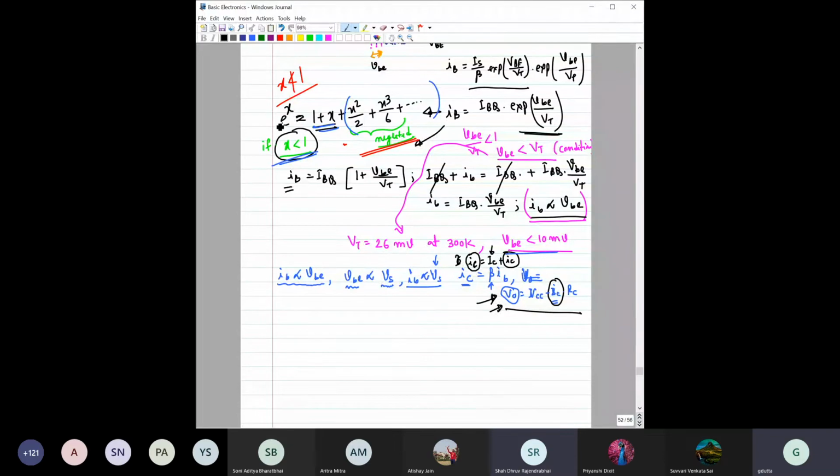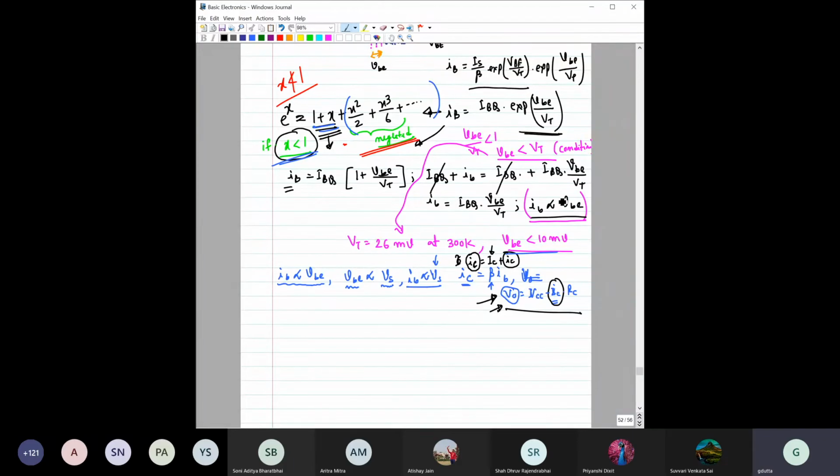Okay. So let us now say what would have happened if we had not neglected this part, or even if we are taking the first two parts, is there any effect, right? Say we are saying x is less than 1, then we can do this assumption, 1 plus x. But this less than 1 means, as I mentioned, V of B is less than VT. So that means 26 millivolt. You could have taken 1 millivolt, then also this criteria is satisfied.